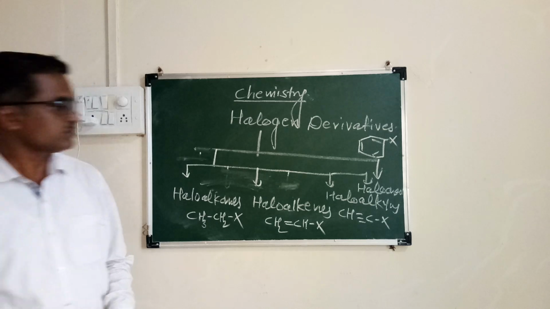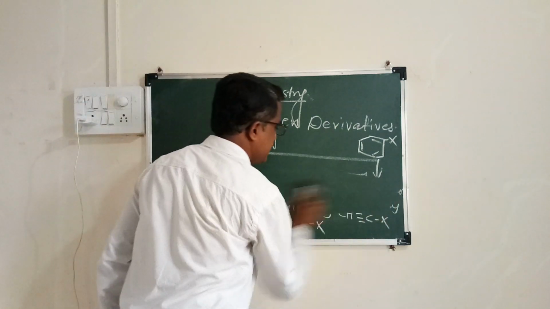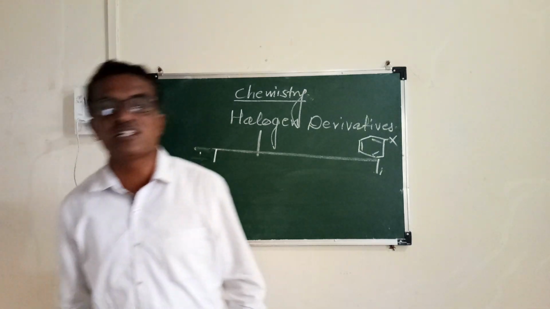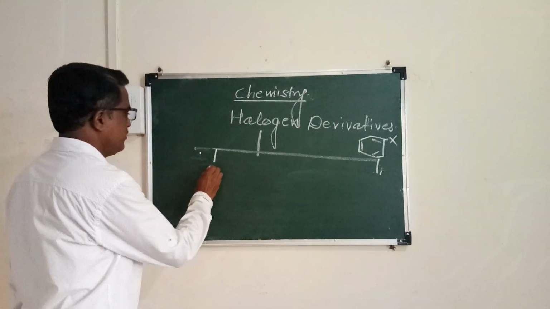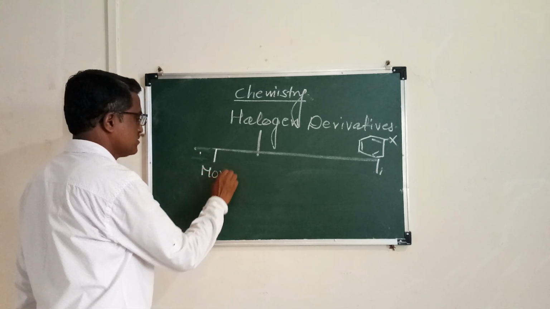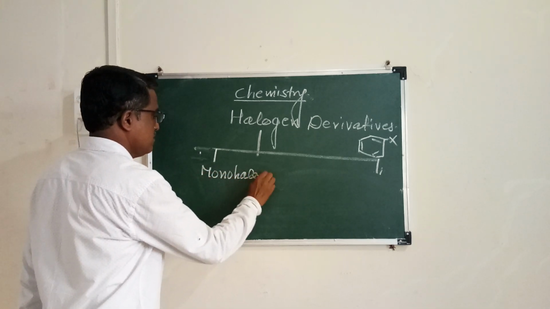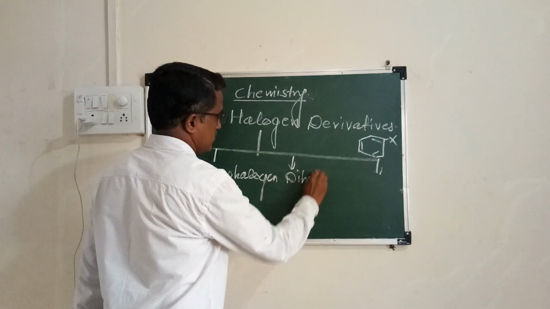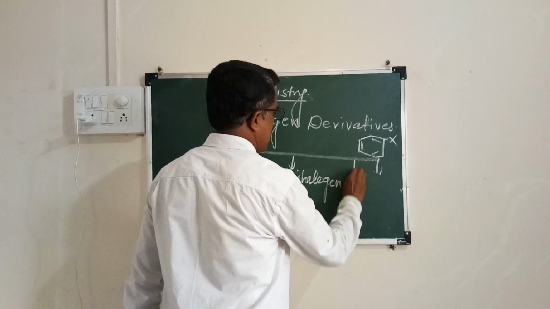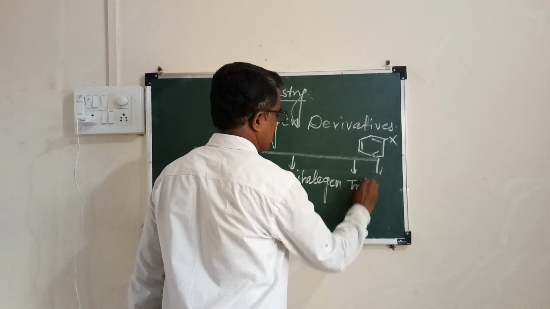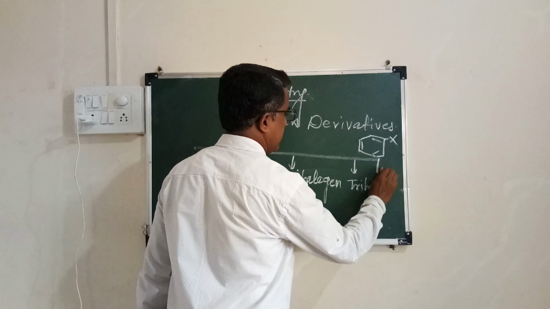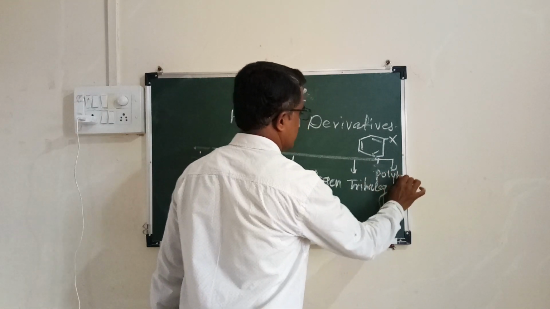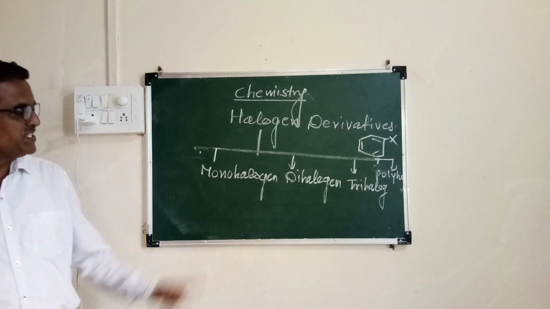Second classification: the number of halogen atoms present in a molecule. Depending on that, these halogen derivatives of alkanes are classified into monohalogen compounds, dihalogen, trihalogen, and the last one, polyhalogen. Now mono means one.